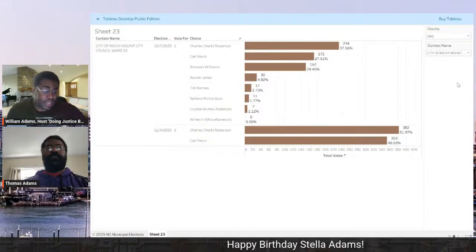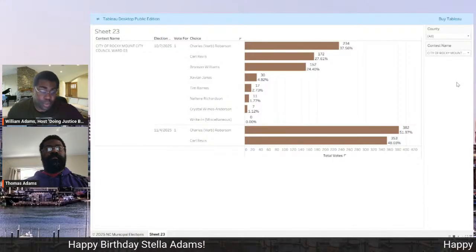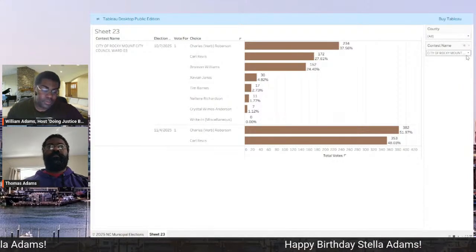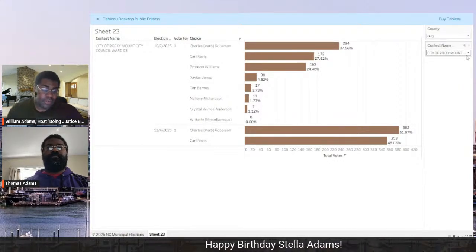That is why elections matter. That is why boards of elections matter. That is why your districting and redistricting for votes matters.